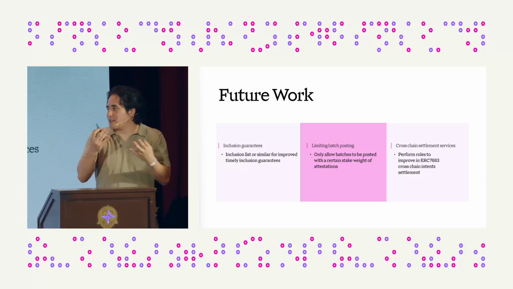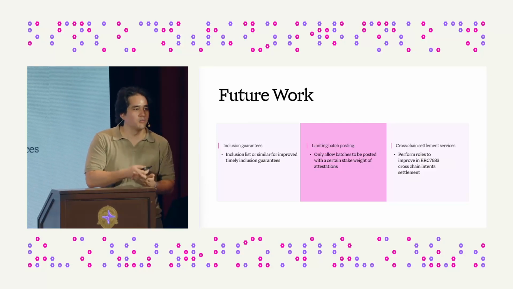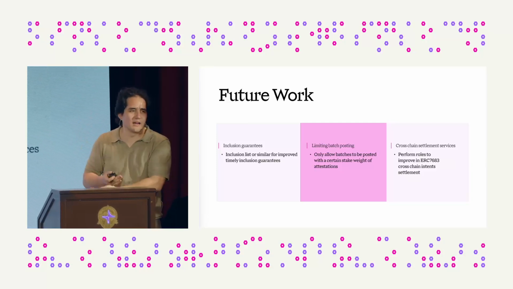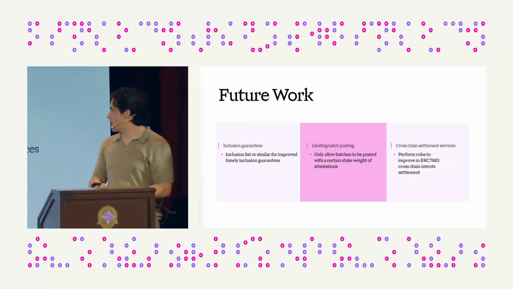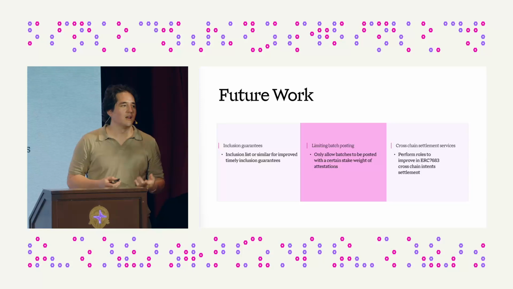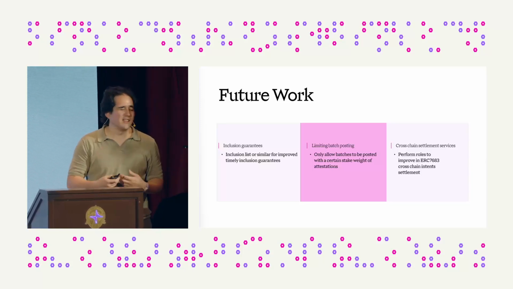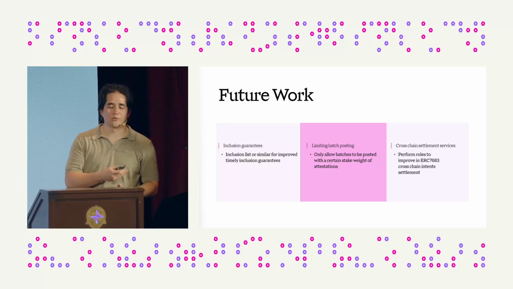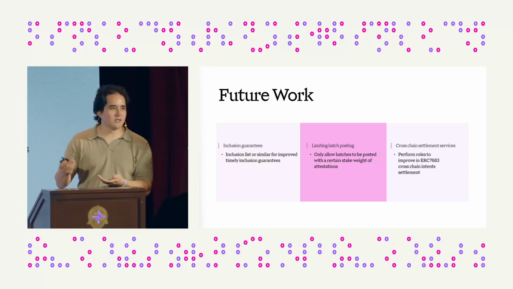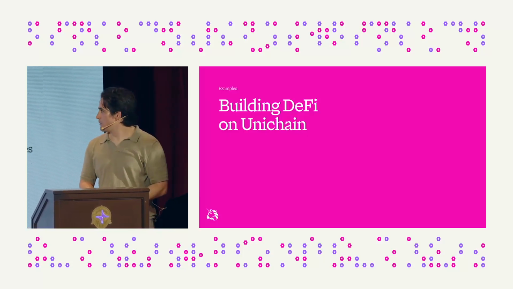Secondly, we could limit the actual batch posting of blocks on Unichain to require some overall weight from the validators and so on. And finally is this idea of cross-chain settlement services. How can we make it so that users can interact with intent-based systems in a much more efficient way, or receive messages from other chains in a quicker way as well.